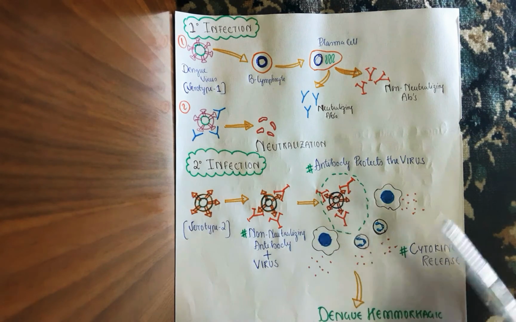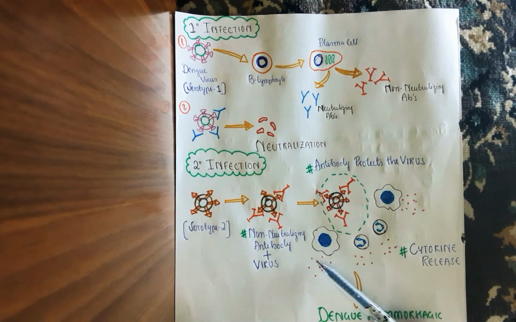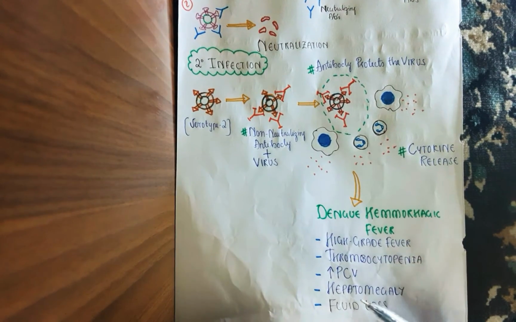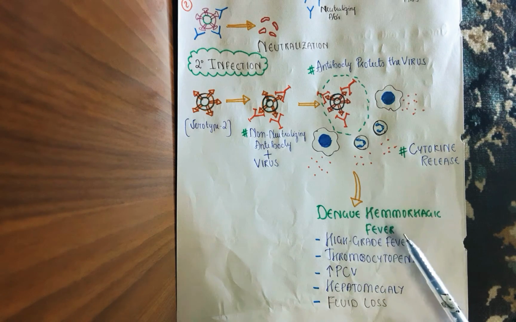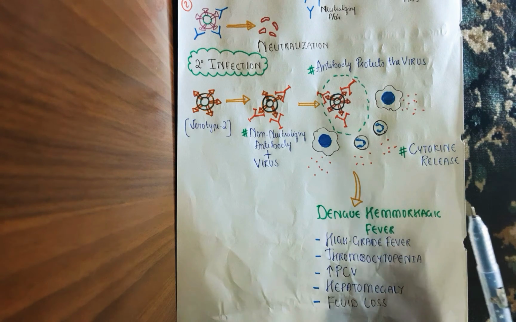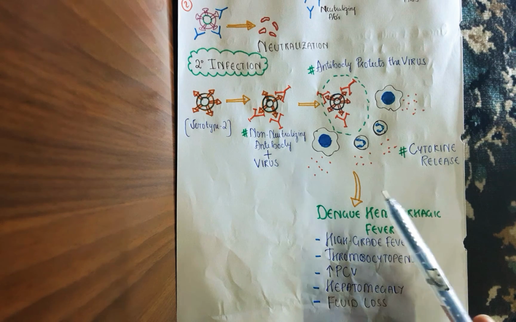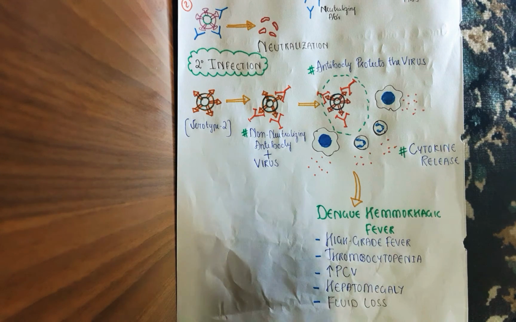Now these cells will in turn lead to release of cytokines. This cytokine release will lead to the manifestations that may lead to dengue hemorrhagic fever. For example, interleukins which are released will lead to fever, and there may also be cytokine mediated platelet damage, hence leading to thrombocytopenia. And these cytokines may even lead to increased PCV.